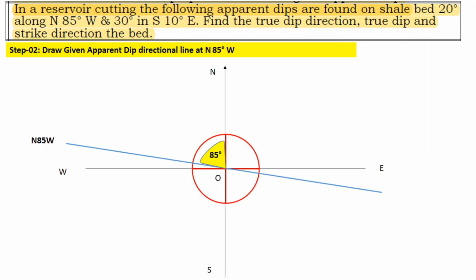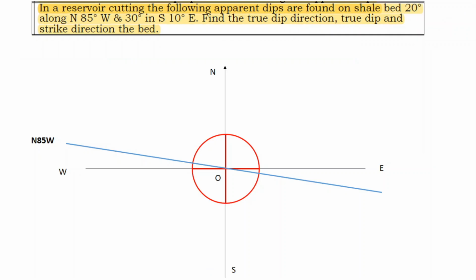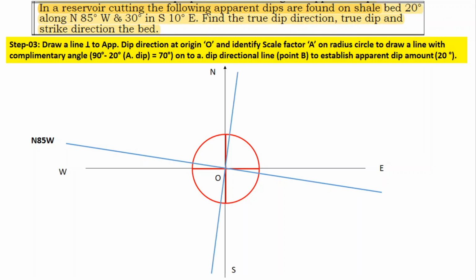From the origin, draw a perpendicular line to this direction and mark scale factor A on the radius circle. Now calculate the complementary angle at point A, that is 90 minus 20 equals 70 degrees. Mark this on the circle point and locate point B to represent the 20-degree apparent dip on the apparent dip direction.